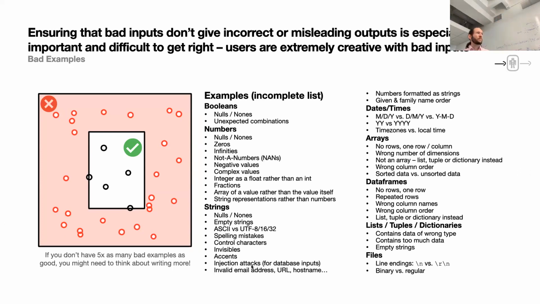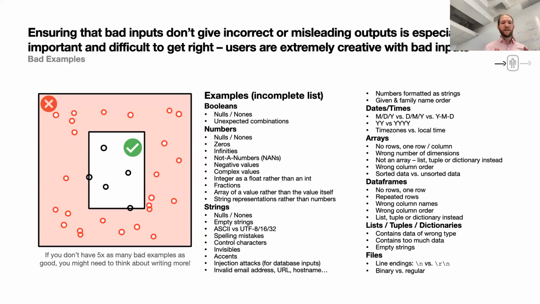Arrays. So no rows, 1 row. What about 1 column rather than a different number of columns? Dimensions. It just goes on and on and on. I don't need to go through all of these. Is there anything in there that's particularly interesting? No, I think you get the idea.